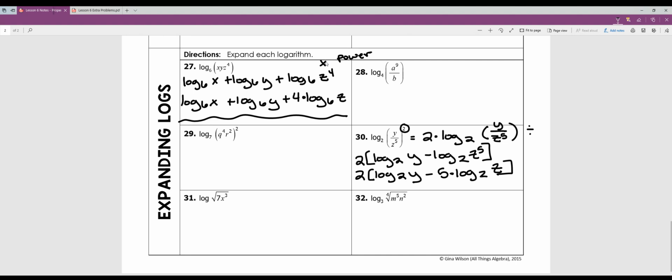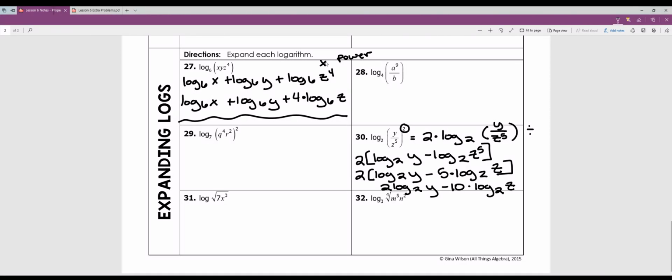And then you could also distribute that 2 to both logs, and your final answer would be 2 times log base 2 of y minus 10 times log base 2 of z. And that is number 30 in expanded form. Let's do one more. Let's look at number 31.